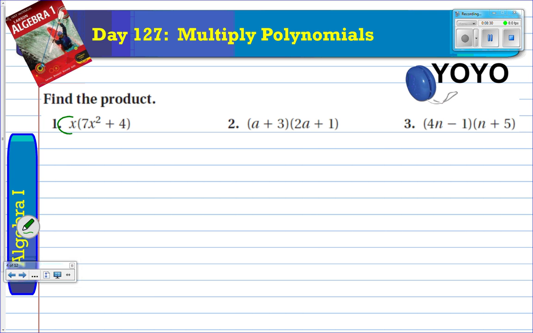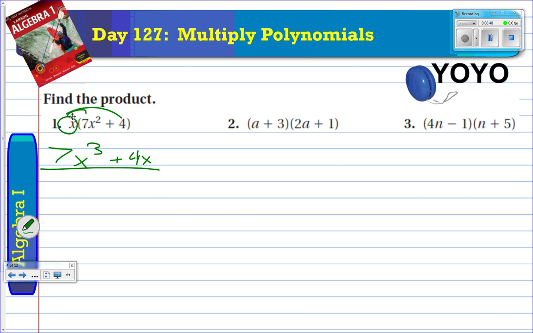Okay, this one's pretty simple. I'm just distributing an x. I have 2 things to multiply by, and then we're finished. X times 7x squared is 7x cubed. X times 4 is 4x. Those are not like terms. We are done. Okay, not too bad.